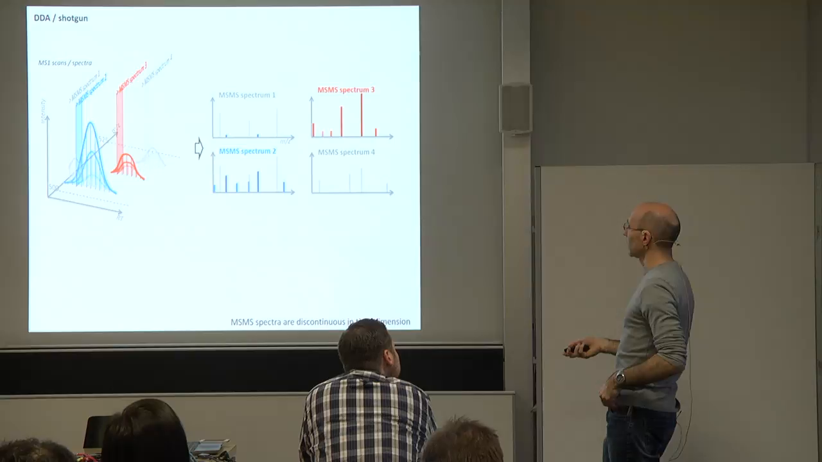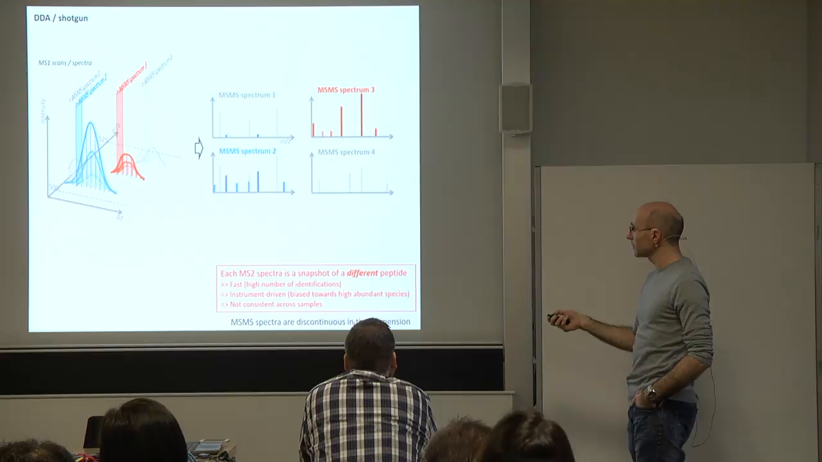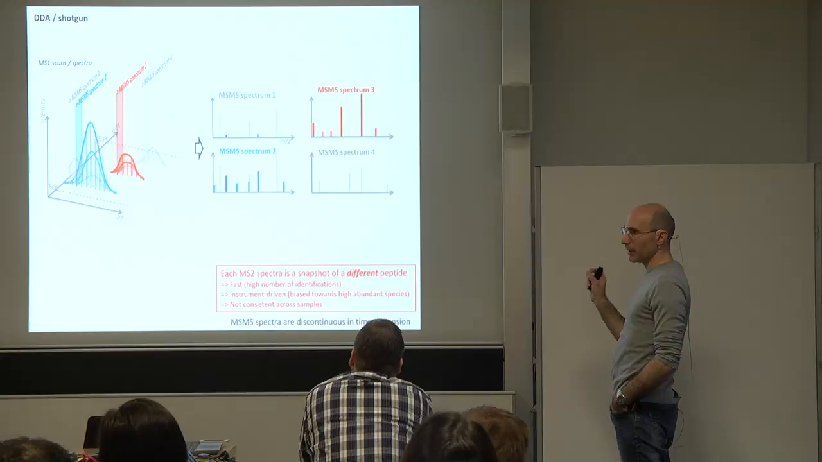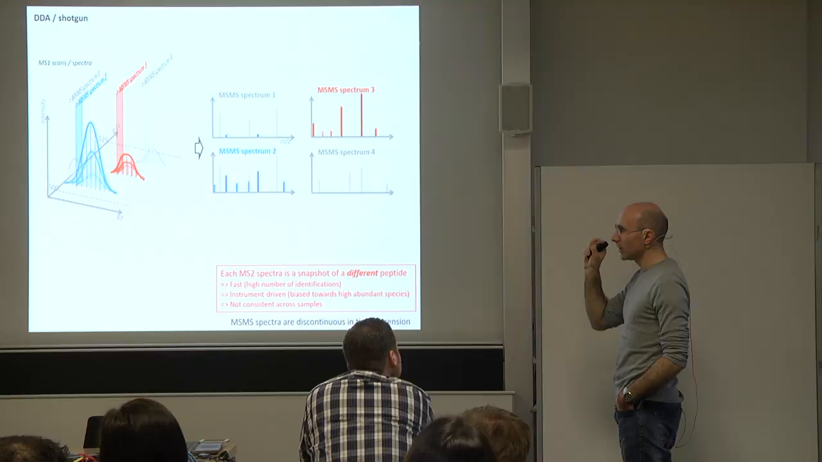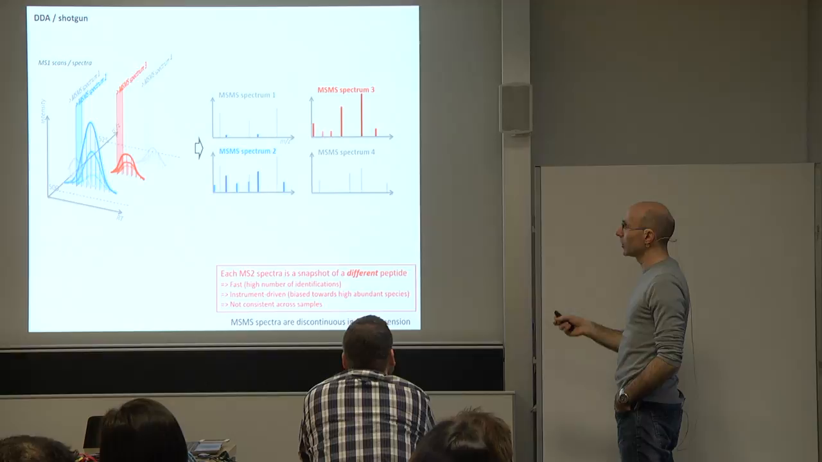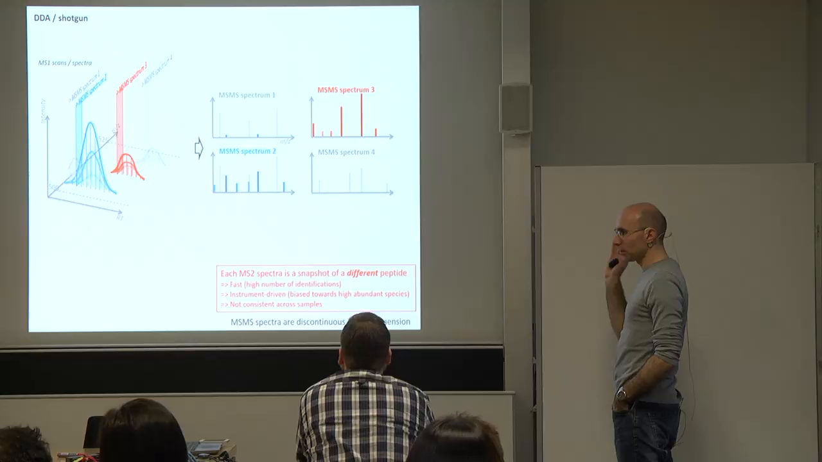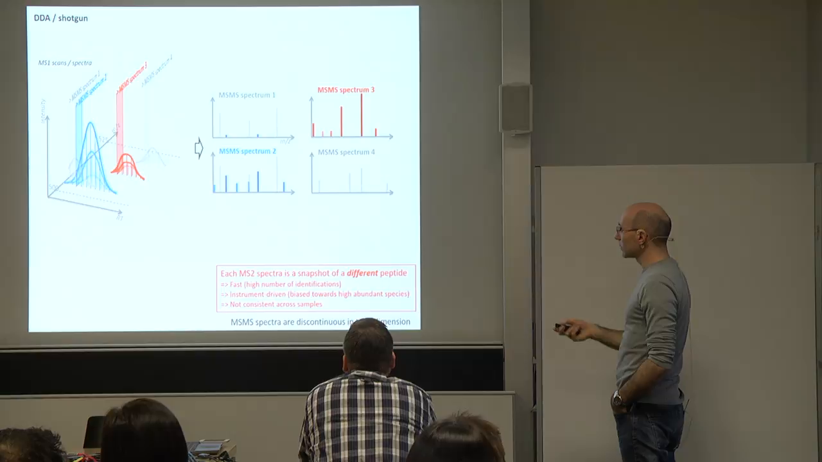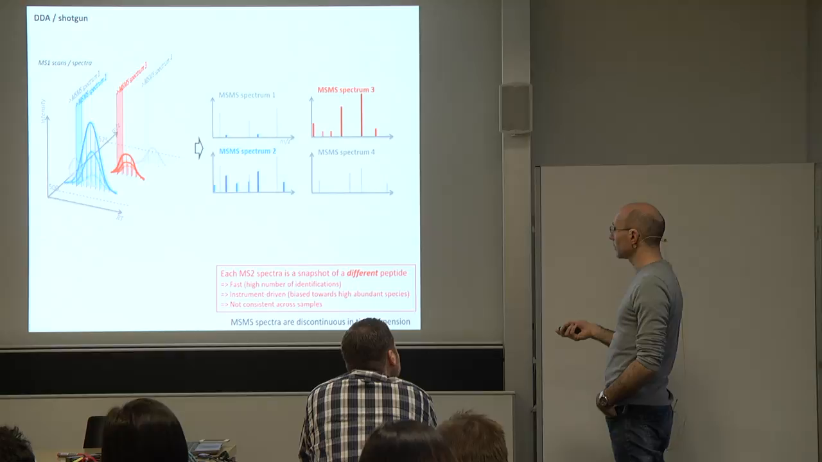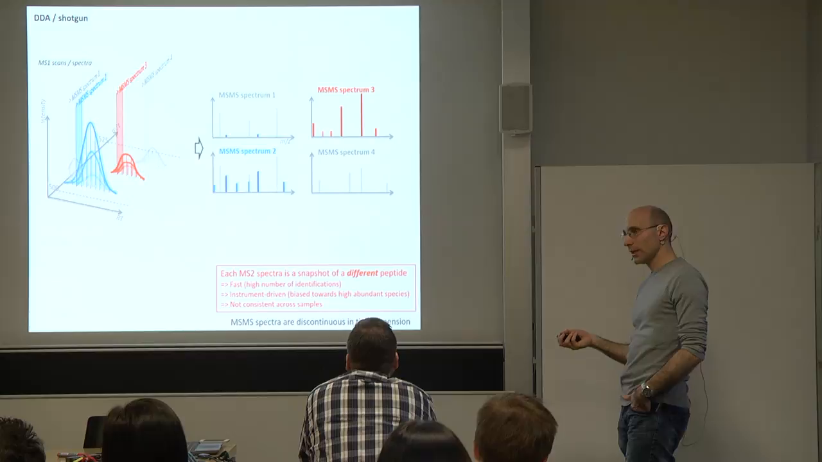So the major take-home message about shotgun is basically that each of these MS spectra is a snapshot of a different peptide. Shotgun was designed to have each MSMS spectrum be a different thing. In principle, you can do an exclusion window, and in the best instruments, most people take it once and exclude it for the rest of the peak in order to have the machine as fast as possible, to get as many IDs as possible. Right? So it's super fast, you get a very high number of identifications. It's instrument driven, you have no power over when the machine decides to take the peak. It's very strongly biased towards the highest abundant species.